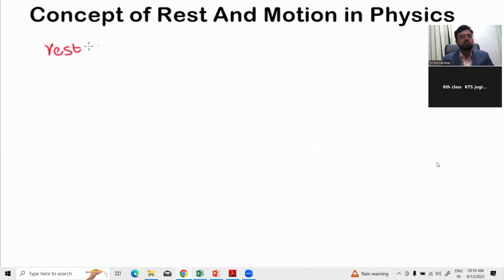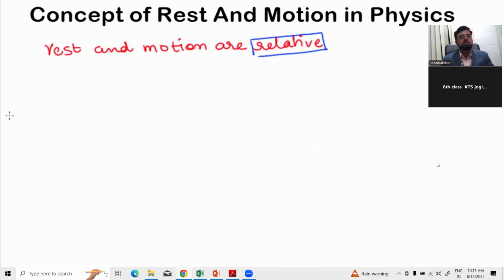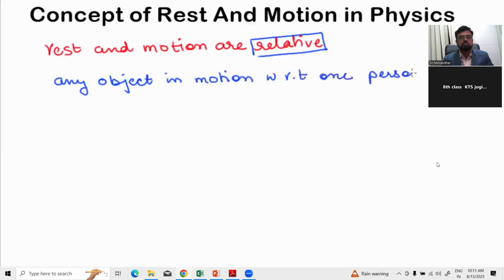So the book is in motion with respect to the room. Now let us look at the fact that both rest and motion are relative. This is what we discussed in the last class. This statement means that any object which is in motion with respect to one person or object might be at rest with respect to another person or object.